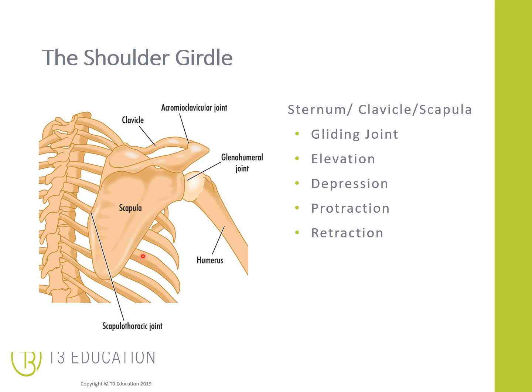Available movements at that joint are elevation of the scapula, depression, coming down into the pockets of your jeans, protraction, which is where the scapula moves around the thoracic cage, and retraction, where it moves back towards the spine along the thoracic cage.